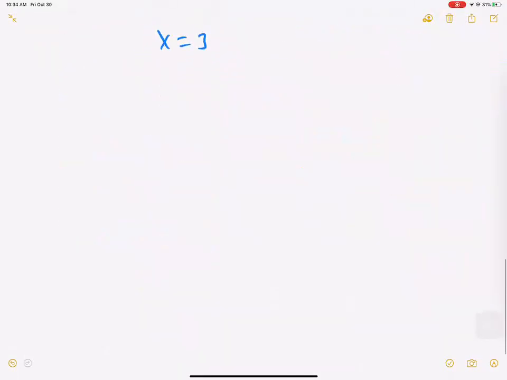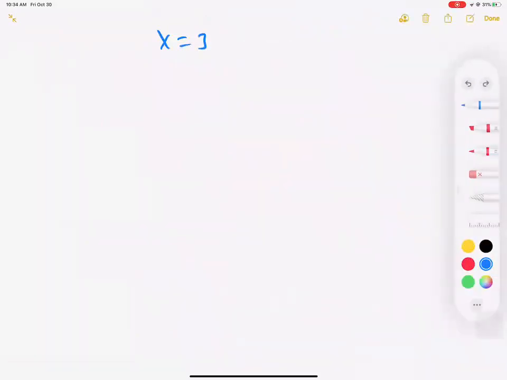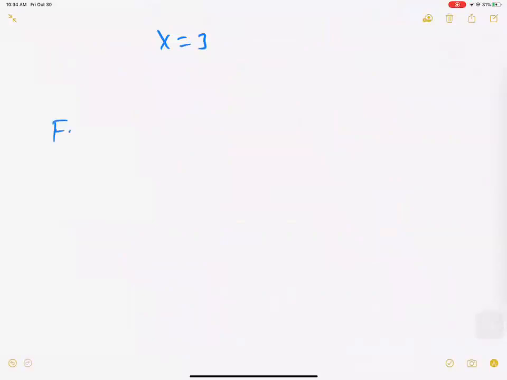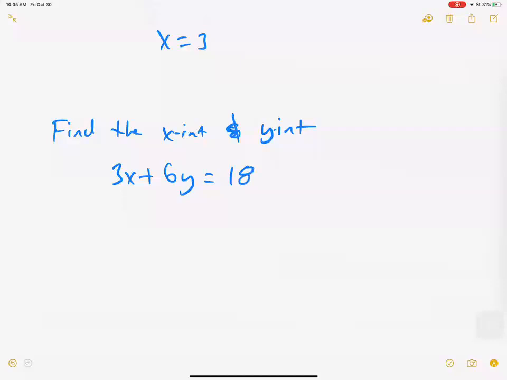So we're going to solve a similar question to this. Let's do another example with these types of questions. Find the x-intercept and y-intercept, abbreviated y-int and x-int. Okay? And here's our problem: 3x plus 6y is equal to 18.